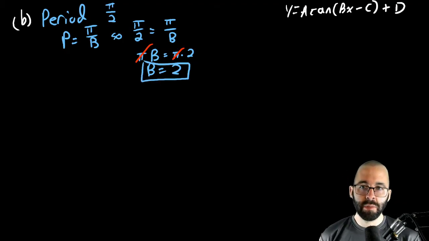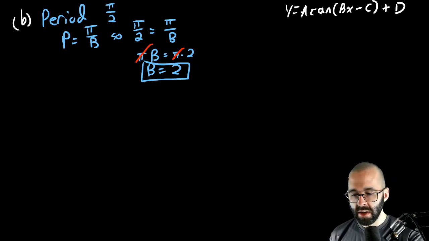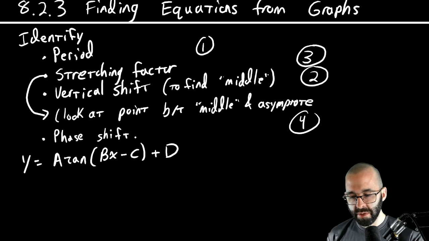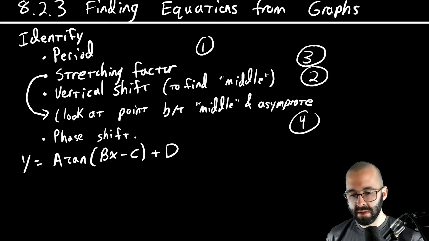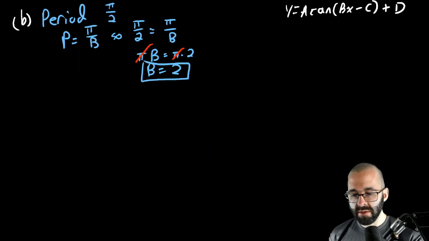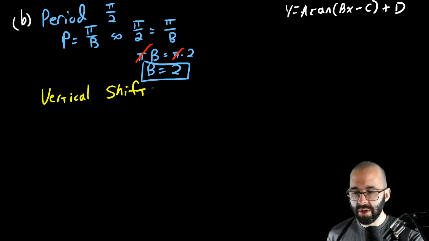We know the period, it's pi/2, and we use that to find our b value. What does Jason recommend we do as step 2? Look for the vertical shift to find that middle. Okay, so the vertical shift, according to our graph, what is that?